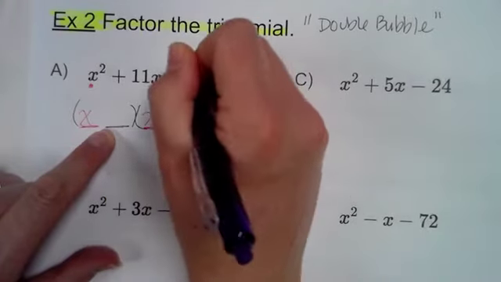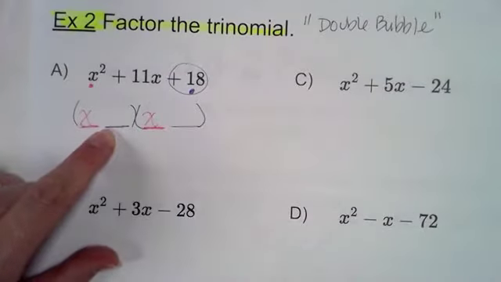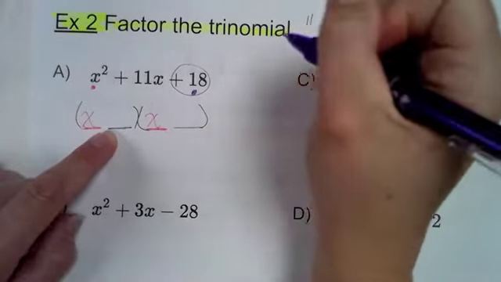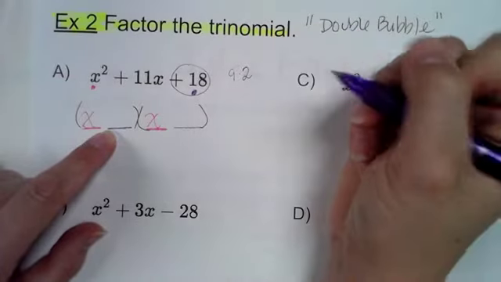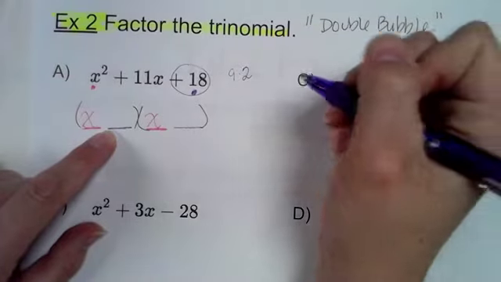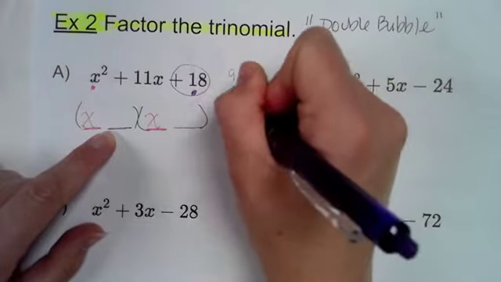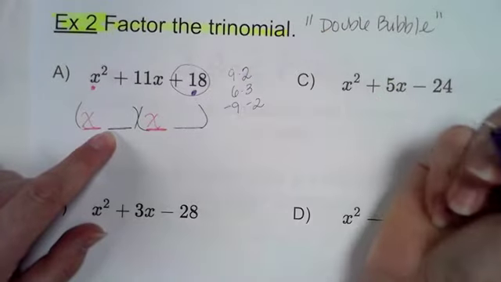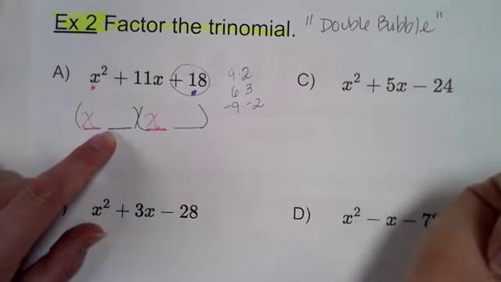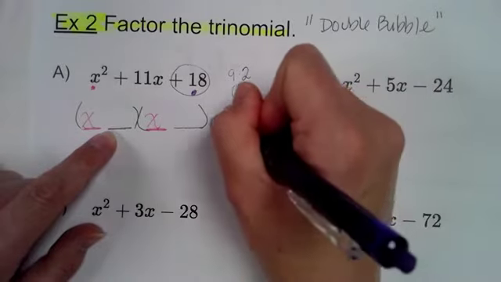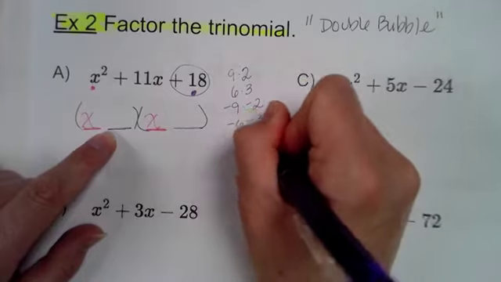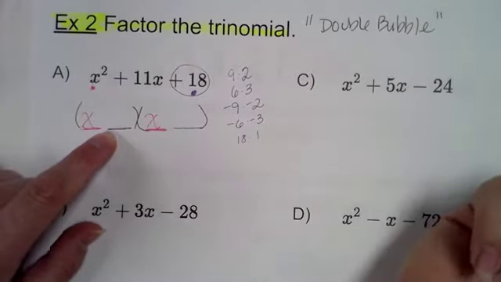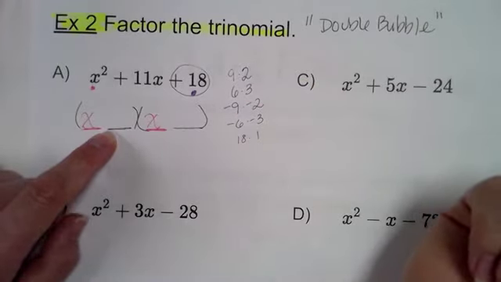What times what gives me positive 18? Give me a list. Positive 9 times positive 2. What else? 6 times 3. What about negative 9 times negative 2? Does that also give me positive 18? Yeah. Okay. And also negative 6 times negative 3? Yeah. And 18 times 1? And negative 18 times negative 1. Okay, which one do we want?